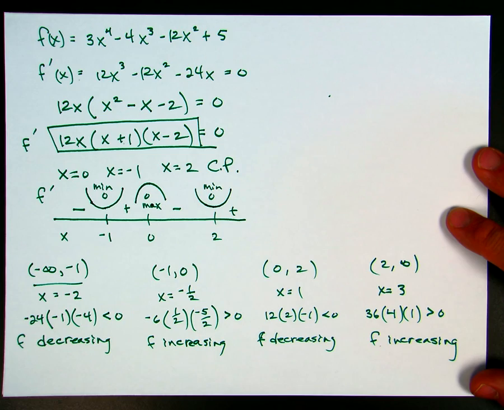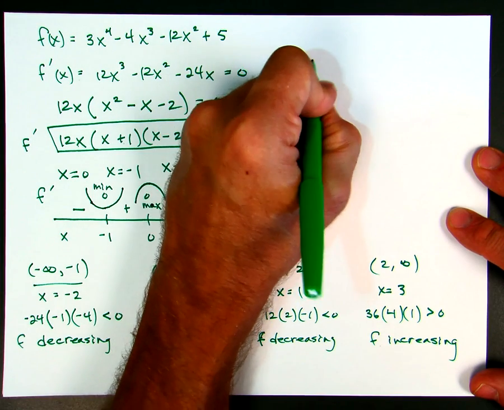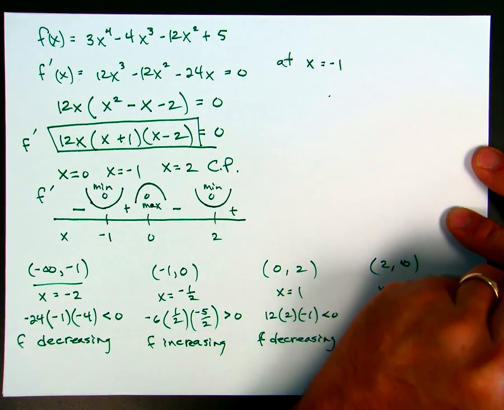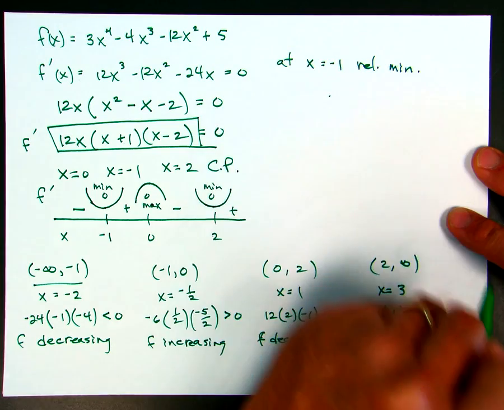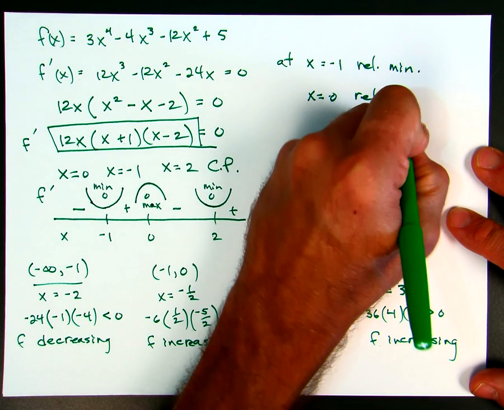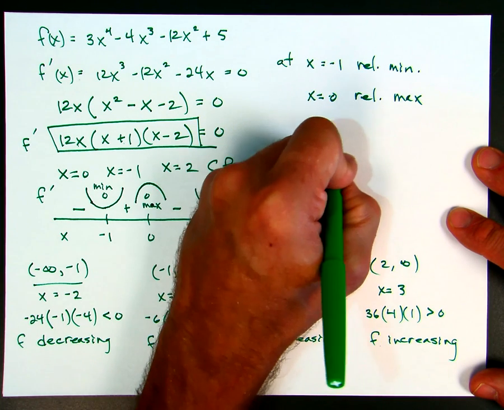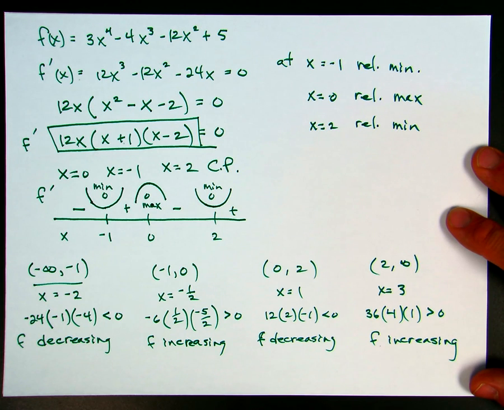Okay, so to summarize, we can say that at x equals -1, I have a relative minimum, and then at x equals 0, I have a relative maximum, and then at x equals 2, I have a relative minimum again. And here are my intervals of increase and decrease. So that's an example.